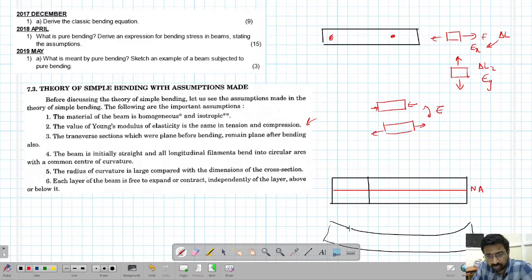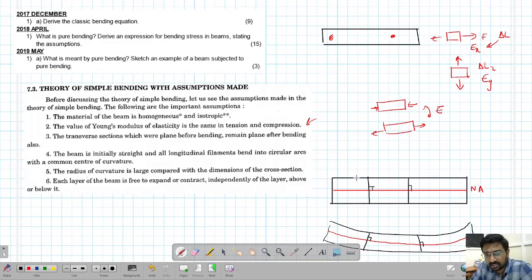The neutral axis also will be like this. Now, this section initially made an angle of 90 degrees with the neutral axis. So after bending, this angle will also remain 90 degrees. Take another section here. This is also 90 degrees. It will become like this. Okay, this is the meaning of this.